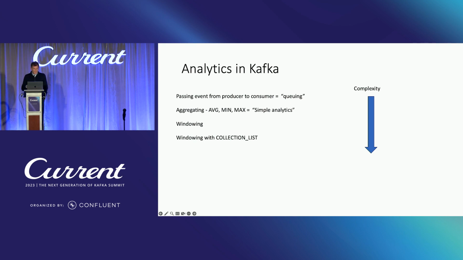The next way is aggregating. So we do simple analytics, like average, minimum, maximum on the whole life of events in real time, or on a window, again, because a window is just a way of aggregation. And the next level is windowing, so we can provide an aggregate function based on some window. And a more complex way is a window with an aggregate function collection list.